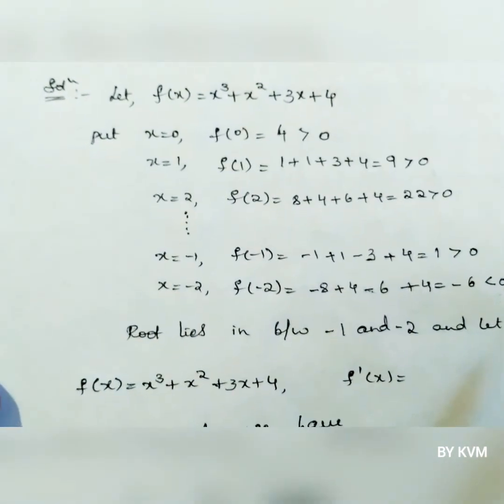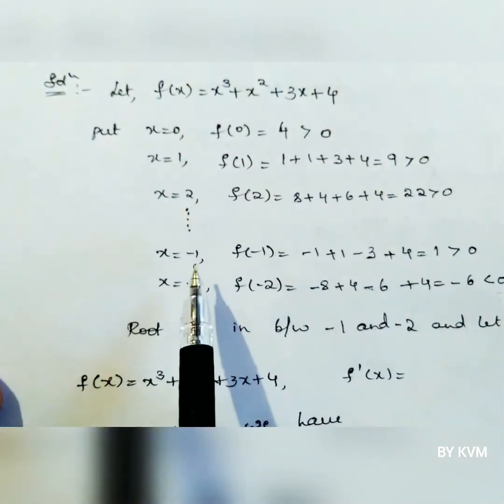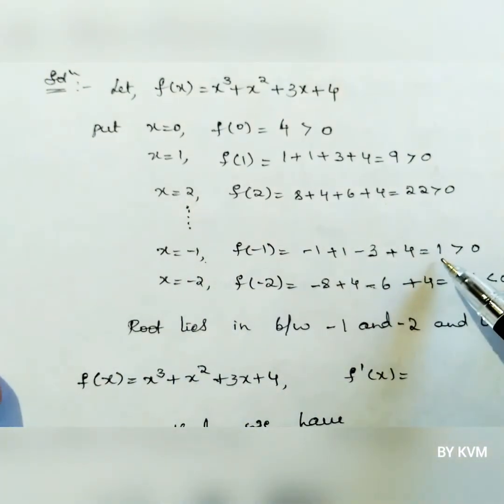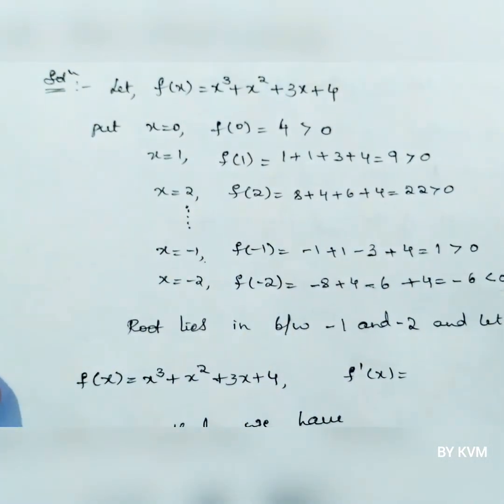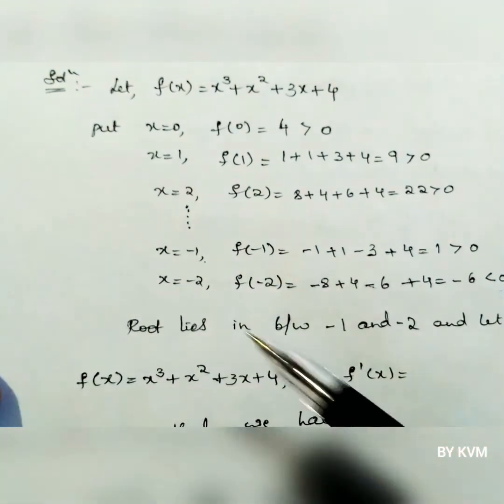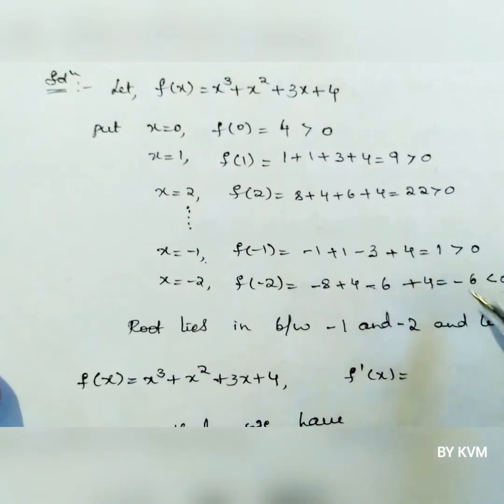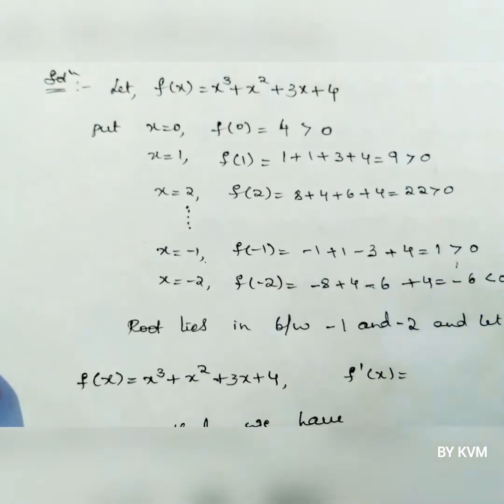Now we have to choose x0 in between minus 1 and minus 2. So for minus 1, f of minus 1 is plus 1. And for x equals minus 2, f of minus 2 is minus 6. So when you see plus 1 and minus 6, plus 1 is closer to 0 when compared to minus 6. So you have to understand this. Plus 1 is closer to 0 when compared to minus 6. So take x0 as minus 1.